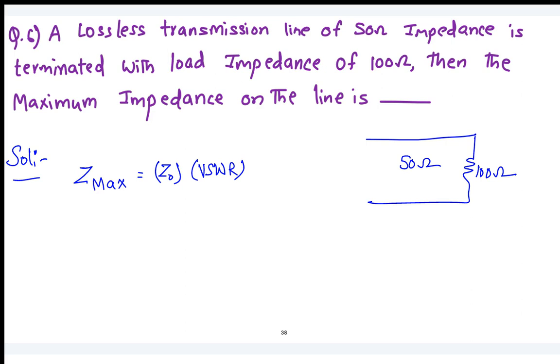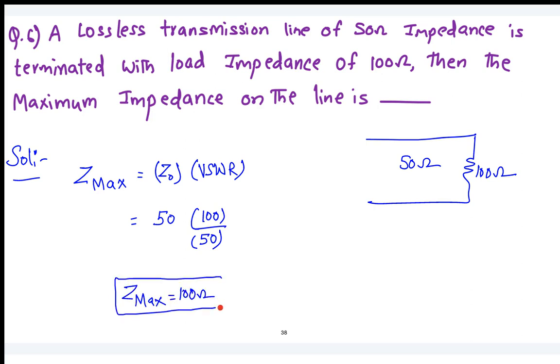Good. It is the highest value by the lowest value, so you can directly substitute that. Z naught equals 50 and VSWR equals 100 by 50. So the maximum impedance itself is 100 ohms. Similarly, find out the minimum impedance in the same question and tell me the value. 25. Good. So Z minimum is equal to Z naught by VSWR. Z naught equals 50 and VSWR equals 100 by 50, so we get 25 ohms.